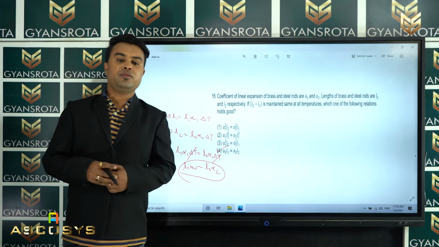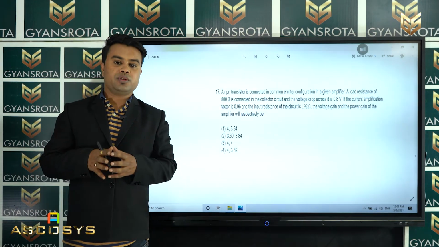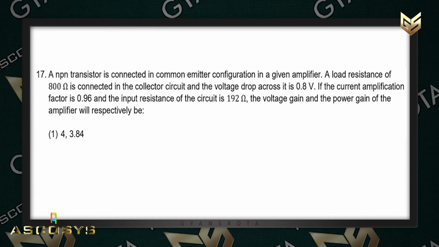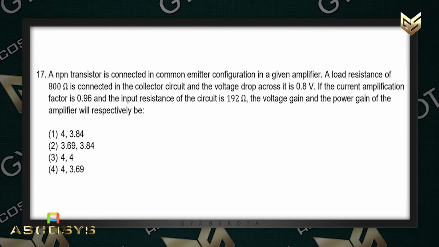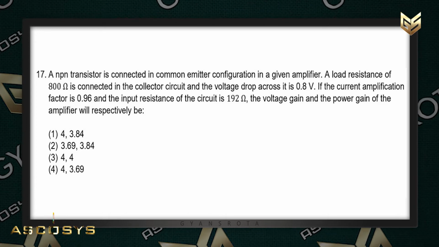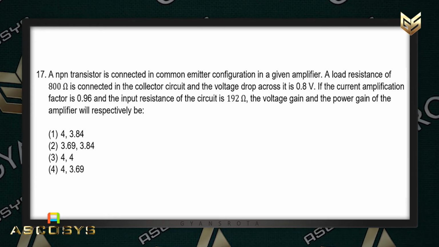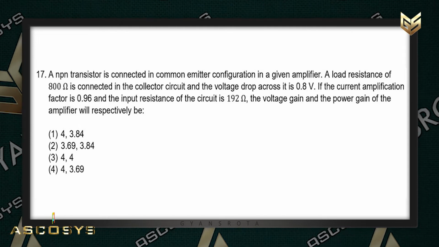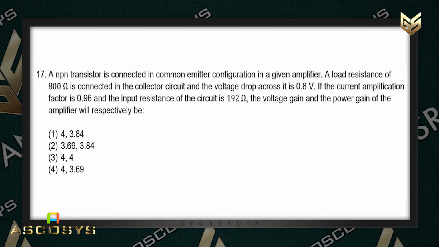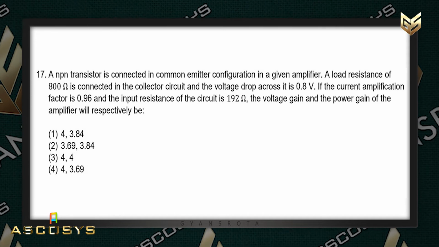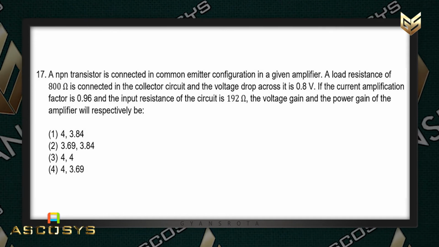So now we will move to the next question, that is question number 17. A NPN transistor is connected in common emitter configuration in a given amplifier. The load resistance of 800 ohm is connected in the collector circuit and the voltage drop is found to be 0.8 volt. If the current amplification factor beta is 0.96 and the input resistance is 192 ohm, the voltage gain and power gain of the amplifier will be respectively how much?